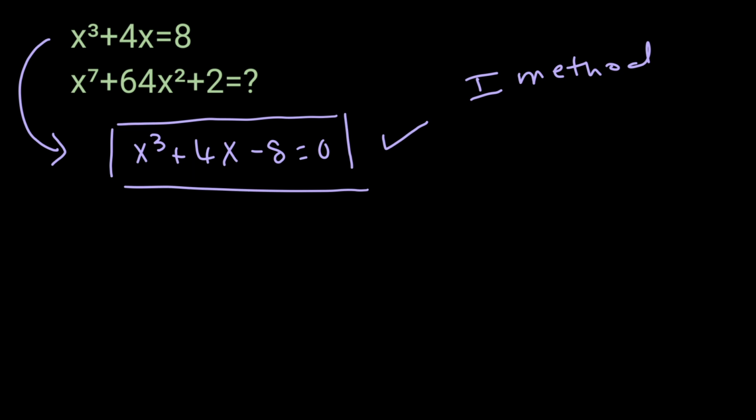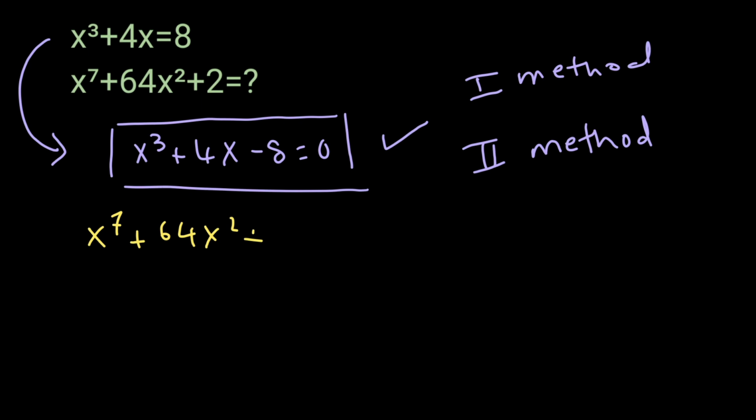So what can we do? For that we can use the second method, in which we try to find the value of some kind of term as a whole. Like we can directly find the value of this expression or something related to this expression. For that we have to take a closer look at this expression: x to the power 7 plus 64x squared plus 2.